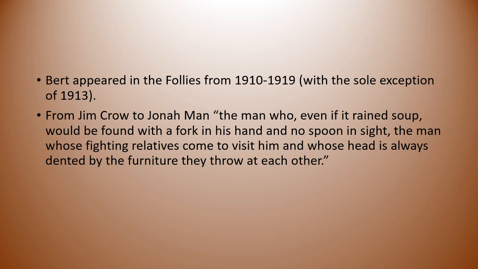From Jim Crow to the Jonah Man, right? So he says at one point about his character, the Jonah Man, which we'll talk about on the next slide: "The Jonah Man is the man who, even if it rains soup, could be found with a fork in his hand and no spoon in sight. The man whose fighting relatives come to visit him and whose head is always dented by the furniture they throw at each other."